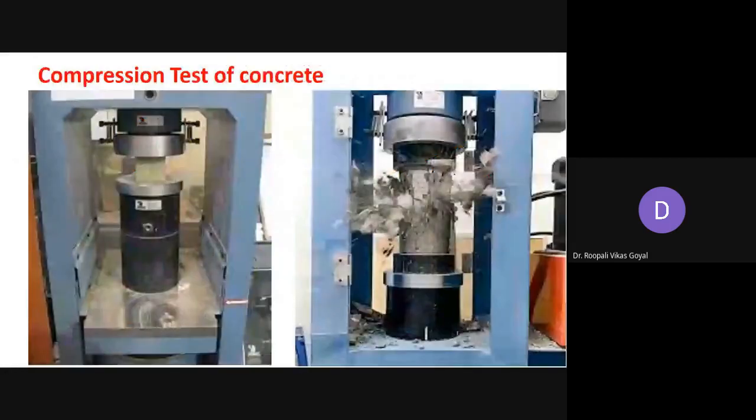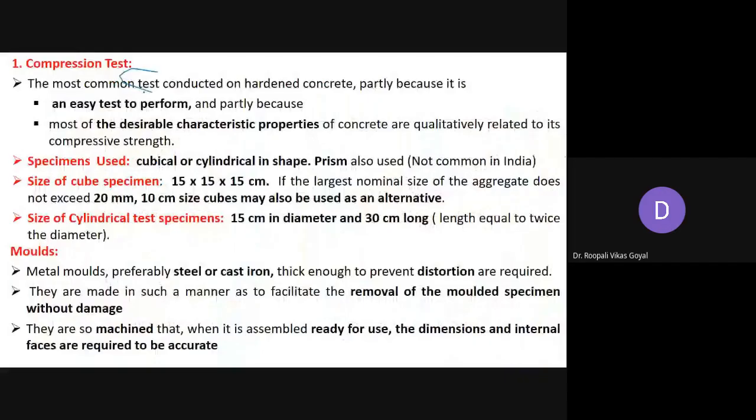First we will discuss the compression test of concrete. This is the most important test, because we generally design concrete for resisting compressive stresses. In this figure, you can see that under the compression testing machine, we have kept our cube specimen and cylindrical specimen. The compression test is the most common test conducted on hardened concrete. Why? Because it is easy to perform, and it is also a desirable characteristic property of concrete that is qualitatively related to its compressive strength.